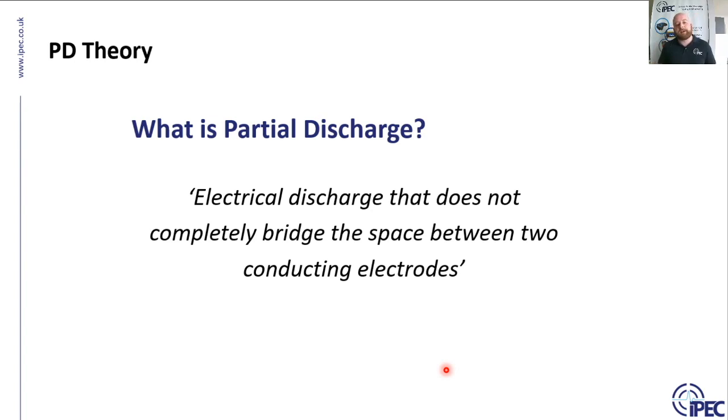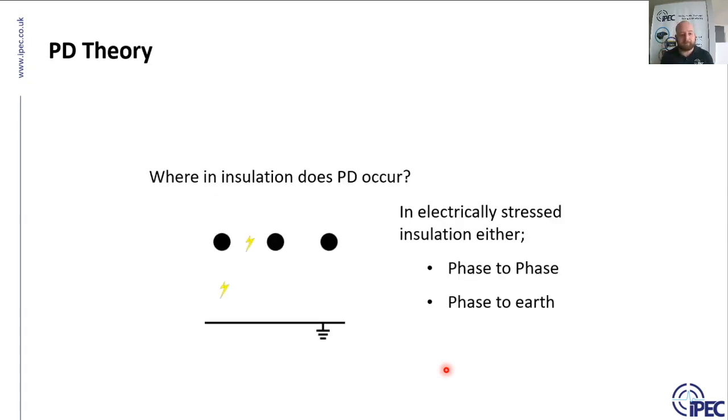But partial discharge is an electrical discharge that doesn't completely bridge the space between two conducting electrodes. Essentially, if you've got a conductor and you've maybe got another phase, or you've got the earthing point, so two electrodes essentially, a partial discharge is a discharge occurring in between those. So not completely bridging the gap, but occurring at some point in between them. It's a point of electrical stress. It's a point where PD is occurring. I'll go through it in a moment.